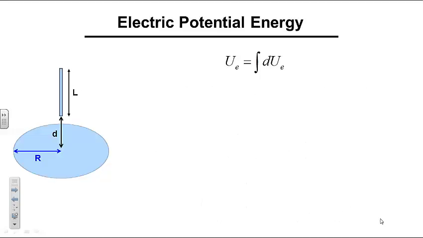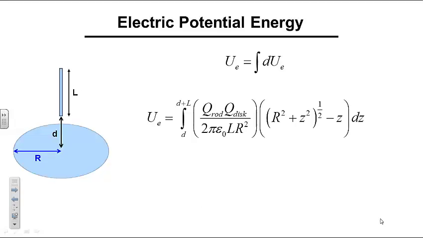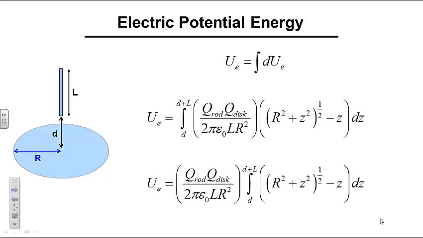The total electric potential energy of this system is the integration of all possible interactions between point particles in the rod and the electric potential of the disk. The limits of this integration are from d to d plus L. These limits denote the closest and farthest any constituent point particle in the rod can be to the disk.